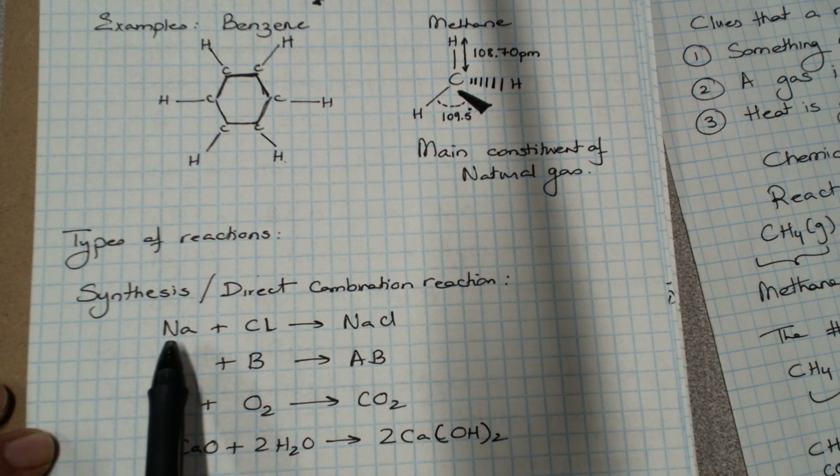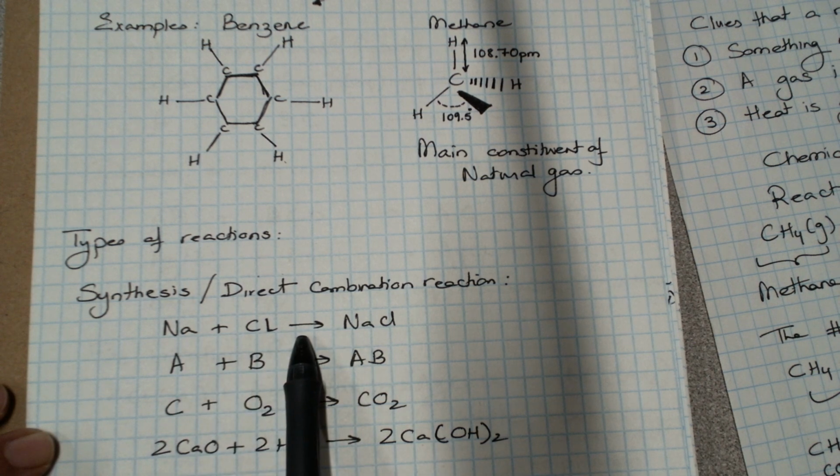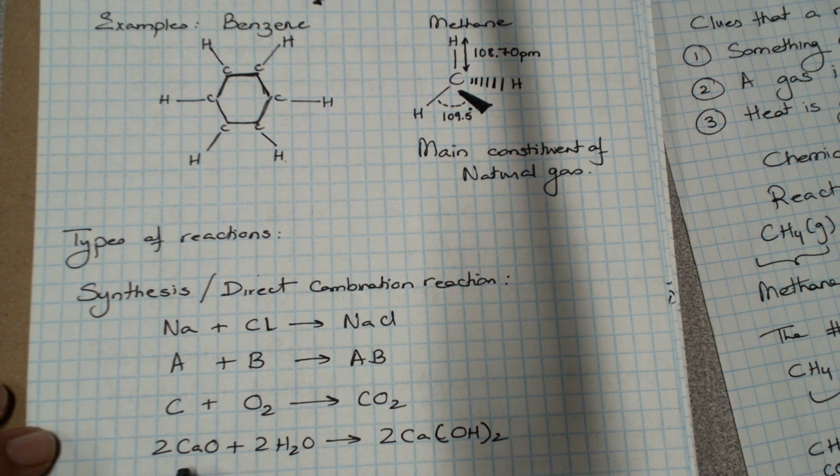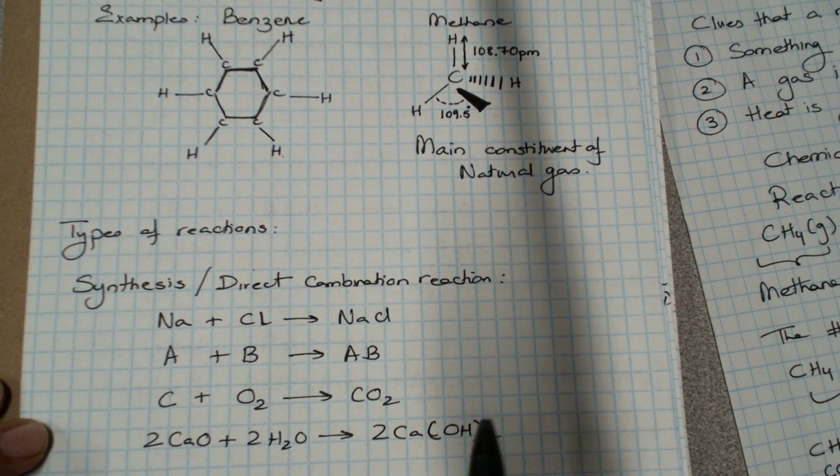An example would be sodium plus chlorine yields sodium chloride. Carbon plus oxygen gas yields carbon dioxide. 2 moles of calcium oxide plus 2 moles of H2O, 2 moles of water, yields 2 moles of calcium hydroxide. OH is called hydroxide. Whenever you see an OH, that's a hint that you may be creating a base. So the product may be something called a base. And when we get to acids and bases, that will become a little bit clearer. But keep in mind, OH is referred to as a hydroxide.